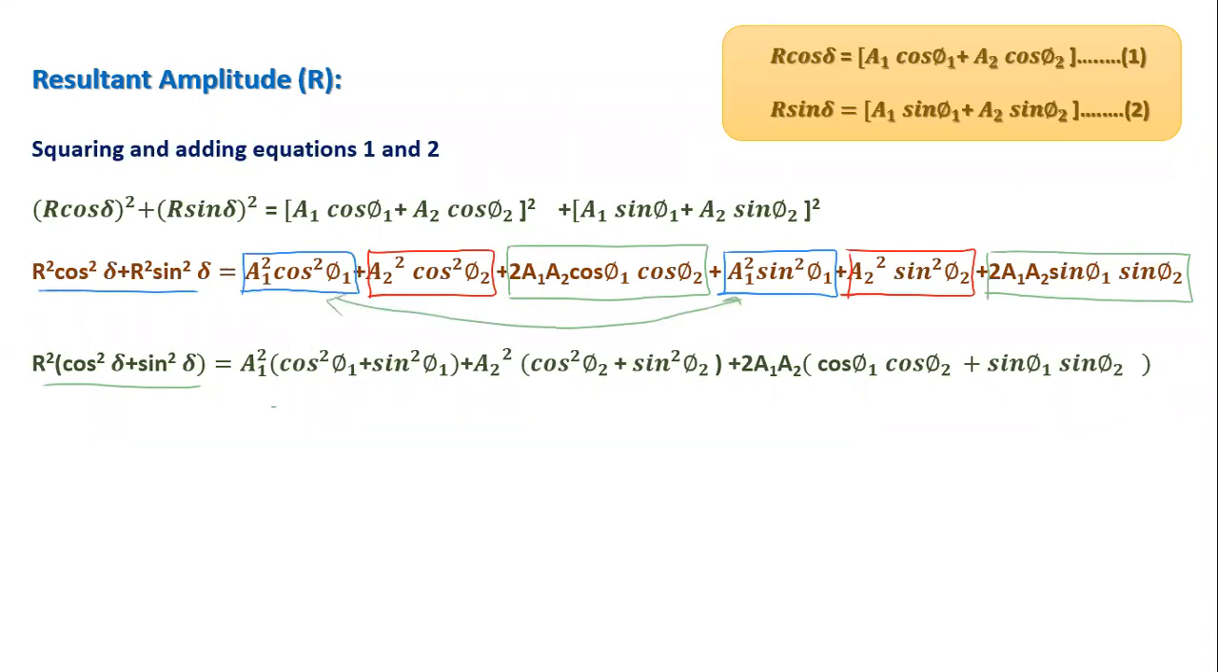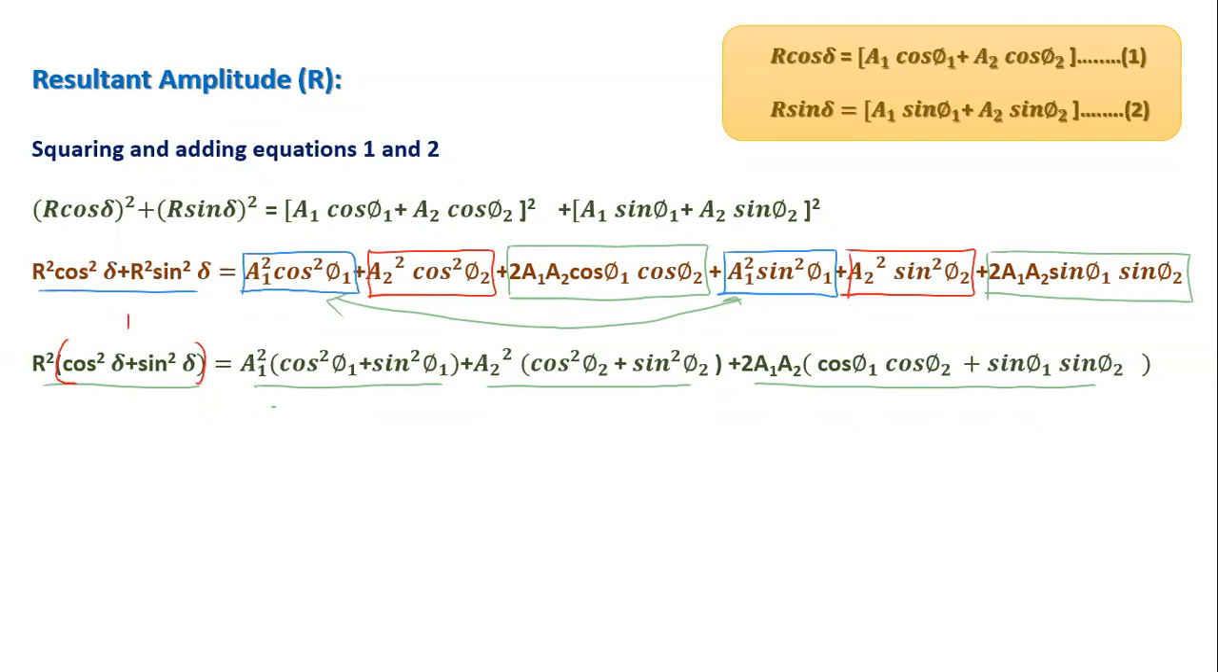a1 square common from these two we get this. After taking a2 square common we get this. After taking twice a1 a2 common we get this equation. Now here we have to substitute. You know that this equation cos square delta plus sin square delta is coming 1.